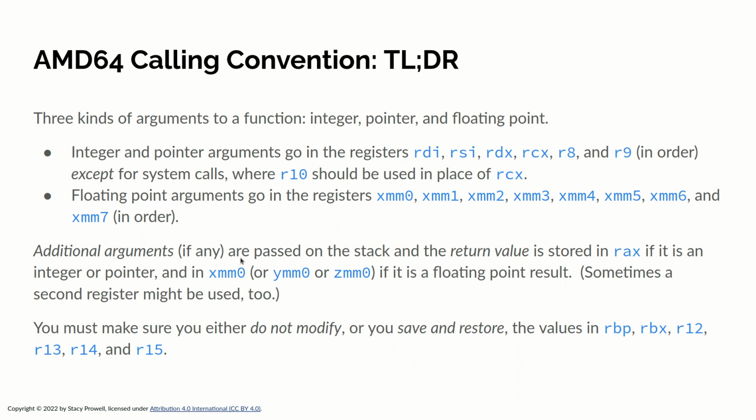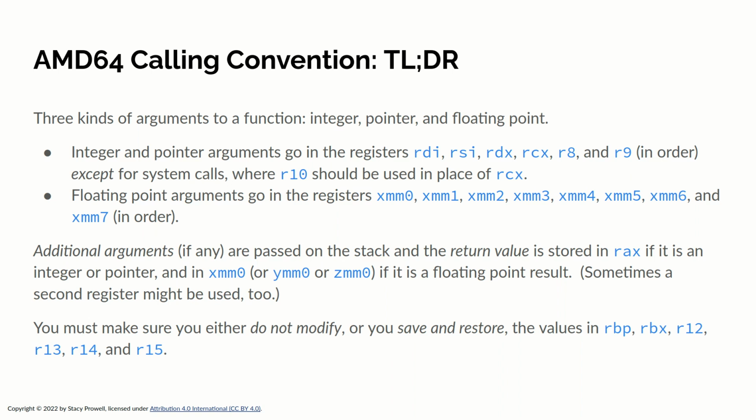If it's a floating point number, it goes in ZMM or XMM0, or it could go in those if it's bigger. We might use the second register as well. We saw that RDX is that second register. And you have to make sure you do not modify the callee-saved registers, or you save and restore them. Those are your two options. Don't touch it. If you touch it, put it back where you found it. These guys right here. And that's the TLDR for the AMD64 calling convention.